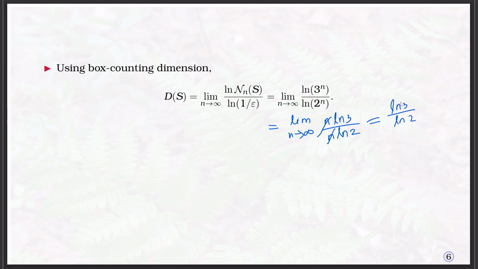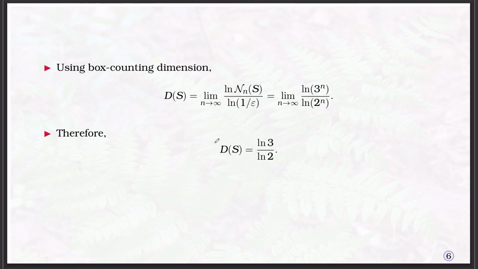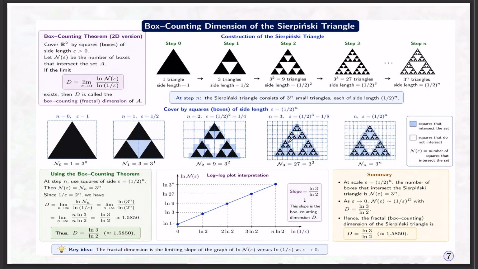In each iteration we get the box counting dimension, or fractal dimension, of the Sierpinski triangle as ln 3 by ln 2. Now this is the box counting dimension of the Sierpinski triangle, ln 3 by ln 2. Now the process is explained here.